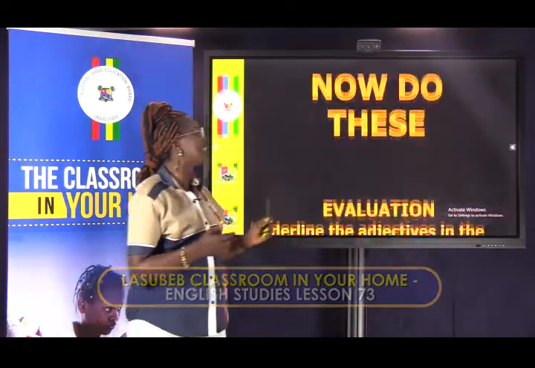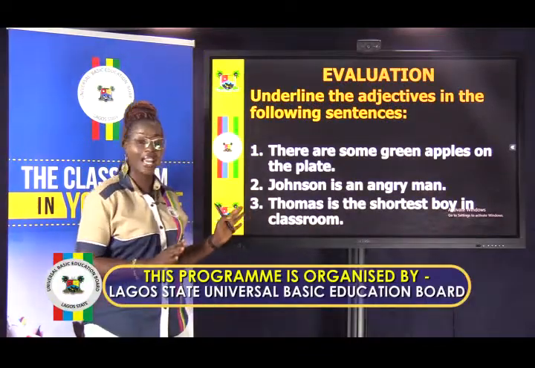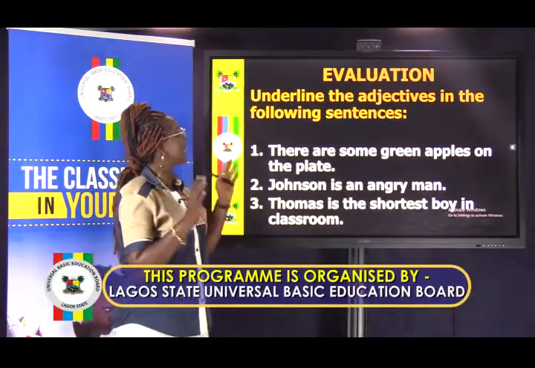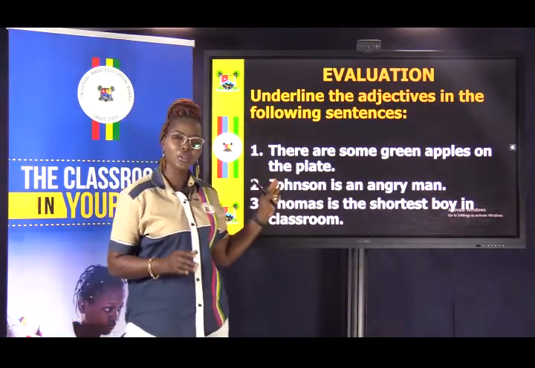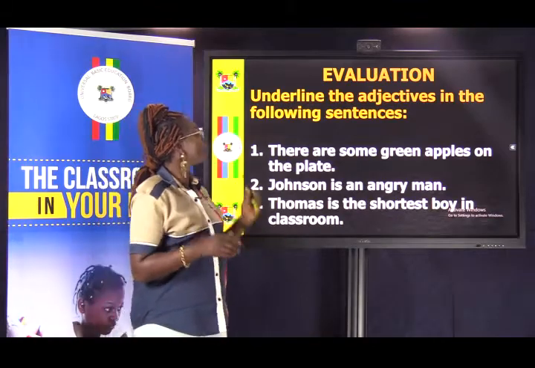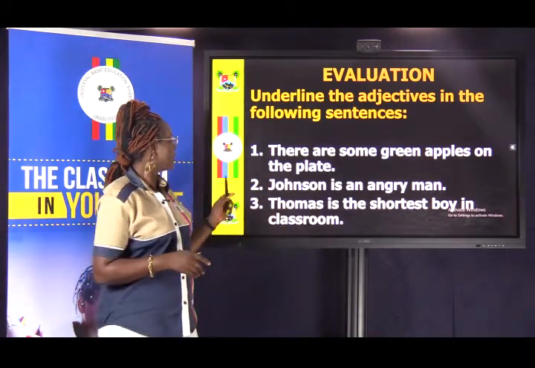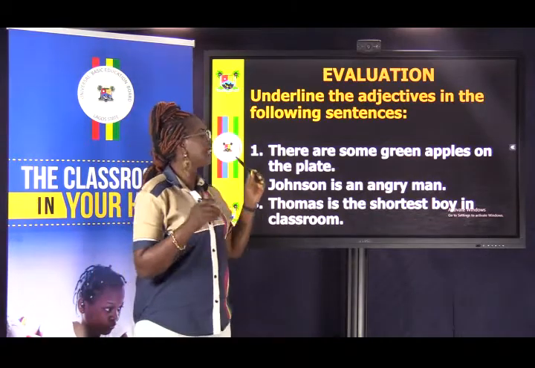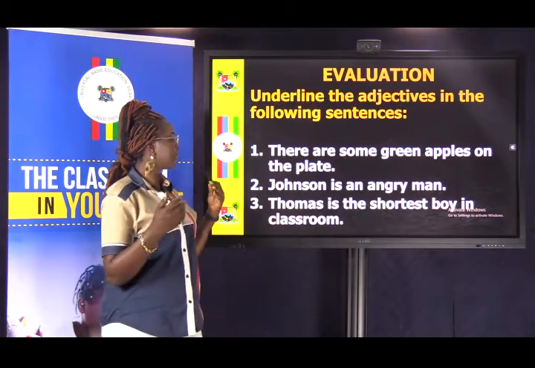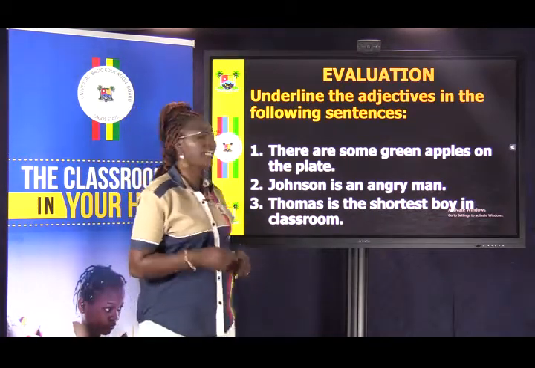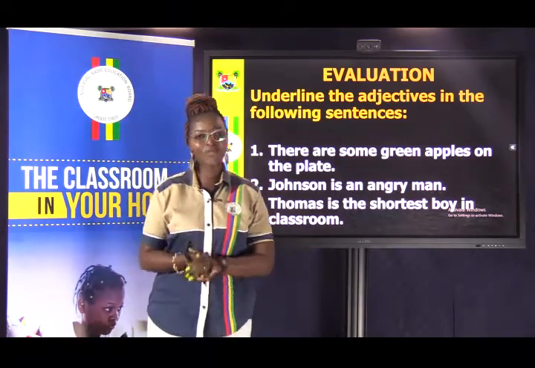I want you to try this evaluation question. What I want you to do basically here is to underline the adjectives in the following sentences, okay? Should I read it to you? Okay. One, there are some green apples on the plate. Two, Johnson is an hungry man. Three, Thomas is the shortest boy in classroom. Now underline the adjectives and I'll be back.